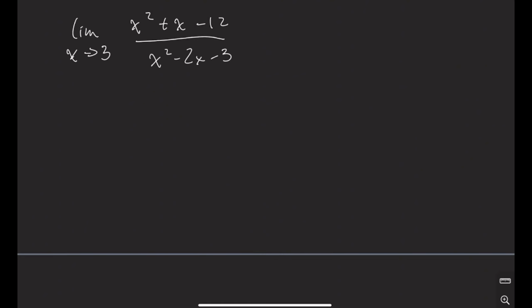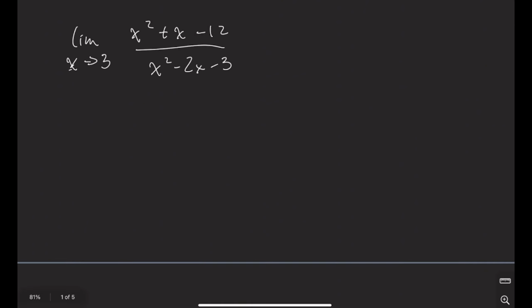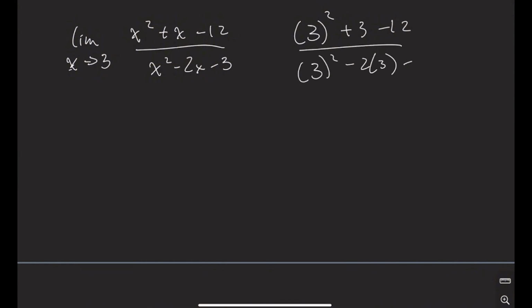So knowing this, let's start taking some limits using L'Hopital's rule. If I have the limit as x approaches 3 of x squared plus x minus 12, all divided by x squared minus 2x minus 3, I normally plug in to find limits, so I'm going to get 3 squared plus 3 minus 12 divided by 3 squared minus 2 times 3 minus 3. And this is going to be equal to 9 plus 3 minus 12, which is 0. And then the bottom will be 9 minus 6 minus 3, which is going to be 0. So since I have 0 divided by 0, I am allowed to use L'Hopital's rule.